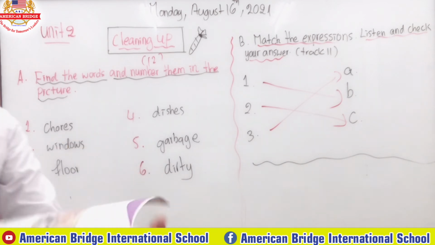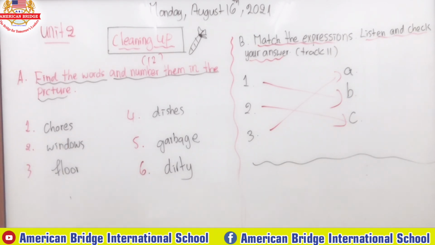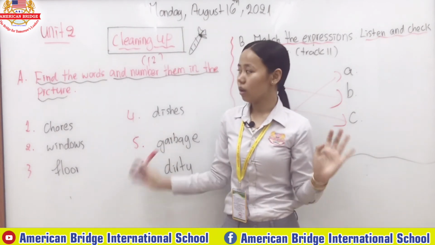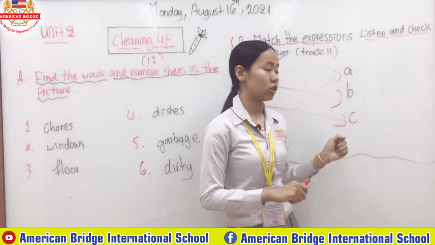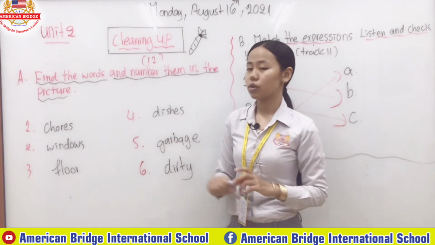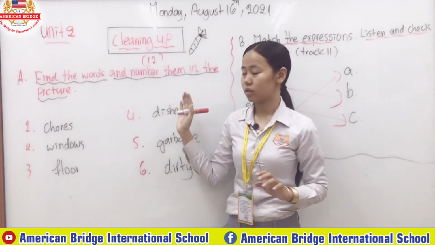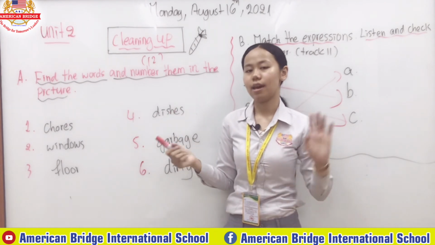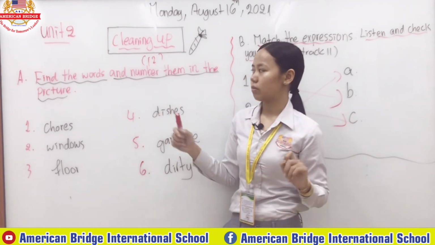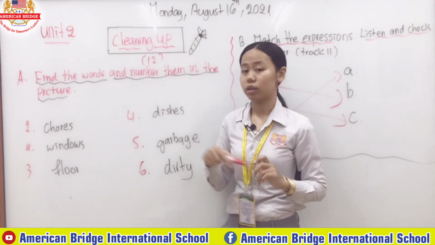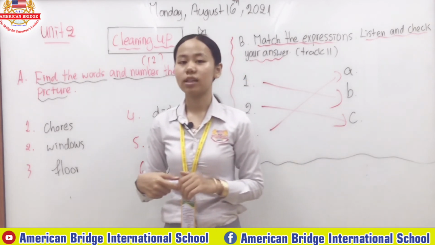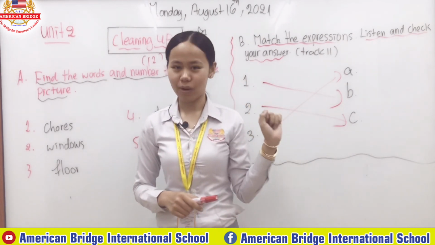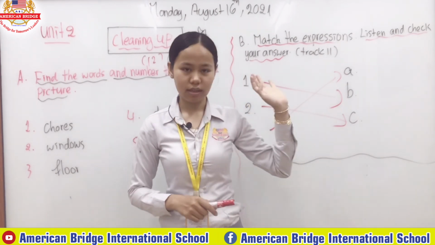Thank you, everyone. Now we have finished matching the expressions in section B, and it's also the conclusion of our session today. Today we started our new unit, which is Cleaning Up. We moved to section A and section B. In section A, you find the words and number them in the picture on page 12 of your textbook. Then in section B, you match the expressions, listen, and check the answers.